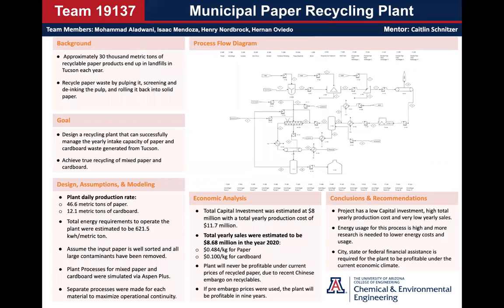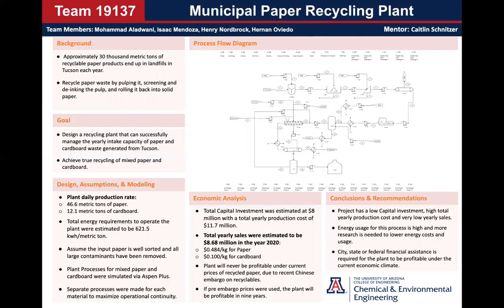So, background. Approximately 30,000 tons of paper are thrown in the landfill every year. This material is recyclable. It is possible to pulp it, screen and de-ink the pulp, and roll it back into solid paper. Our goal as a team is to design a recycling plant that can handle that 30,000 metric tons number. We also want to achieve true recycling by returning a product that is of the same quality as the waste paper that went in.